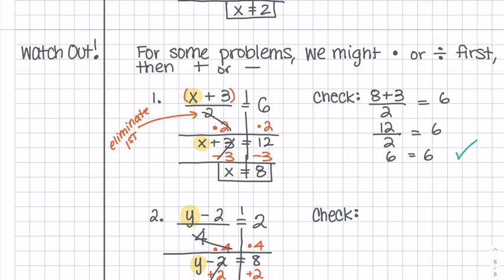So when I check my work, I'm going to replace the y with a 10. So I'm going to rewrite this as 10 minus 2 over 4 equals 2. 10 minus 2 is 8. So I'm going to write 8 over 4 equals 2. 8 divided by 4 is 2. So 2 equals 2 means my equation is balanced. So that was the correct answer.